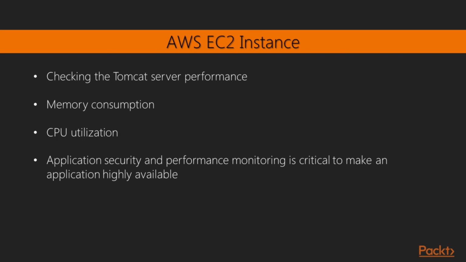To get a clue from it, it is extremely important to monitor infrastructure as well as platform running web application. Let's take a case of an AWS EC2 instance that can be used to deploy the sample Spring application, Pet Clinic. You need to ensure that the instance is running properly, Tomcat server is performing well, memory consumption, CPU utilization, and so on. The next level is to monitor the application itself. Application security monitoring and performance monitoring is extremely critical to make an application highly available and avoid failures.